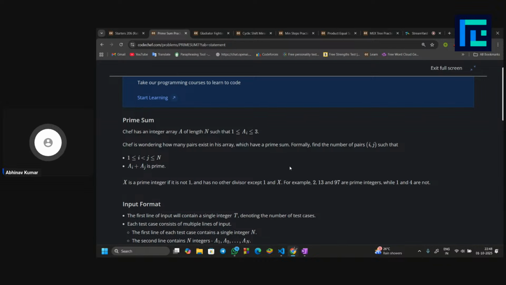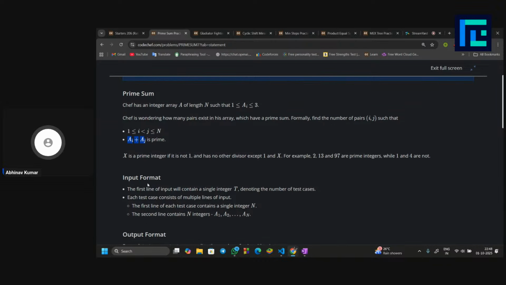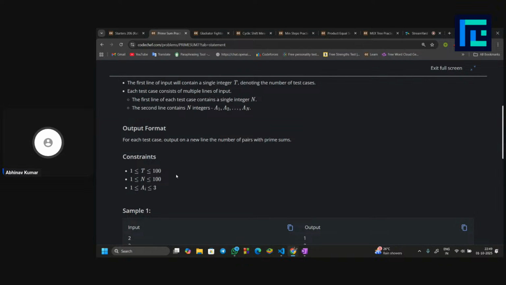Basically, you have to just find how many pairs of indices i and j exist such that the sum of the values at those indices is prime. And you know what a prime number is. One is not prime, the rest of the numbers are prime if they have exactly 1 and x as their divisors. So the values of the array are only 1, 2 or 3. Only 3 possibilities for the value of the array, and the length of the array is up till 100 only.